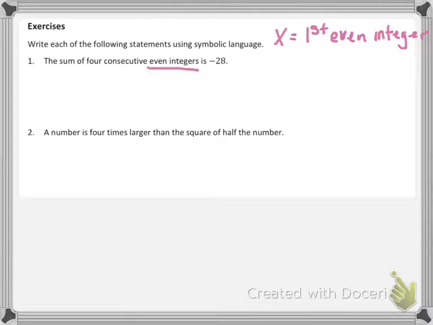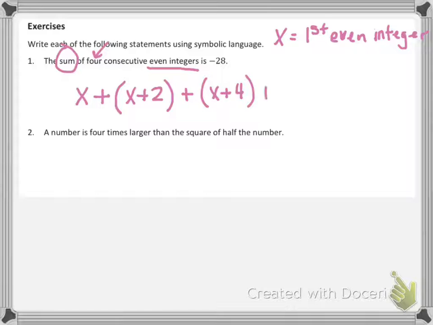So I've got some keywords here. Sum. That is the answer to an addition problem. So I know there's going to be adding going on. I'm going to start with my first even integer, x, and add to that my second even integer. Remember, I have 4 of them. My second even integer would be x plus 2, because remember, evens are every other number. My next even integer would be x plus 4, and my last even integer would be x plus 6.